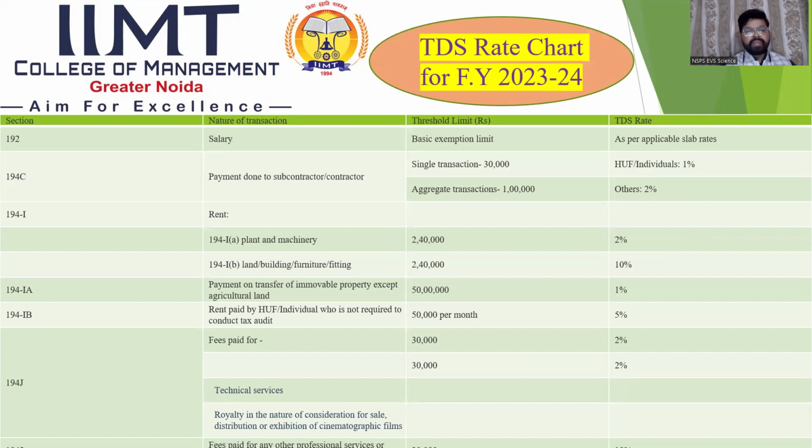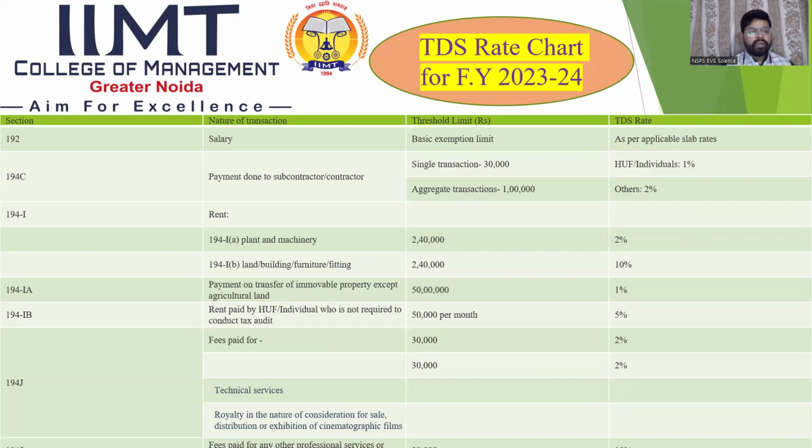Section 192 is applicable for the nature of transaction, that is salary. The limit is the basic exemption limit, that is 2.5 lakh, 5 lakh in old tax regime, and in new tax regime 3 lakh, 3 to 6 lakh. TDS is as per the applicable slab rate under the new tax regime or old tax regime, whichever is opted by the employee.